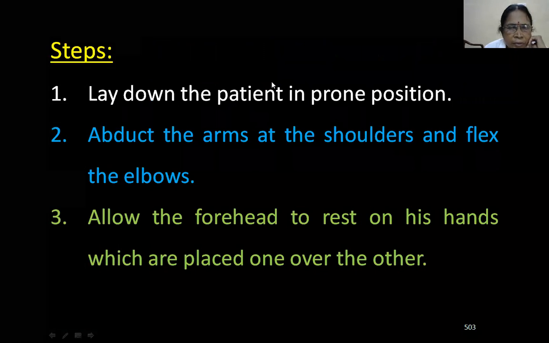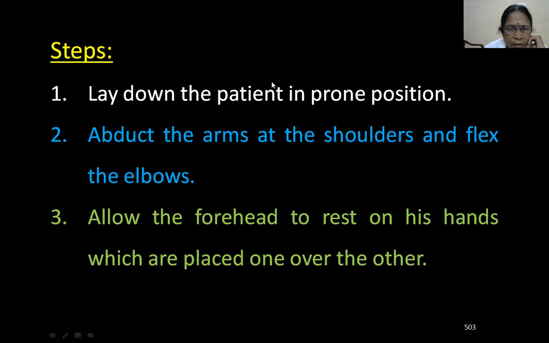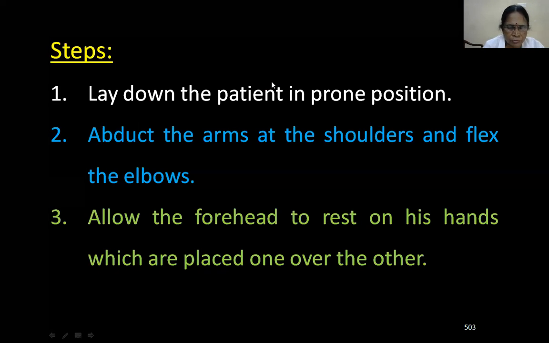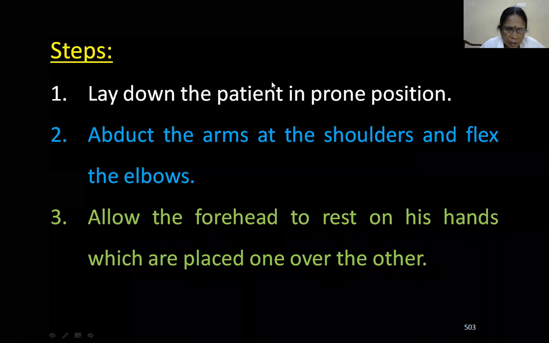Now see the steps of the Holger-Nelson method. The patient is lying down in the head down, prone position, face downwards. Then abduct the arms at the shoulders. The arms should be spread out, and flexed at the elbows. Arms should be spread but flexed at the elbows.